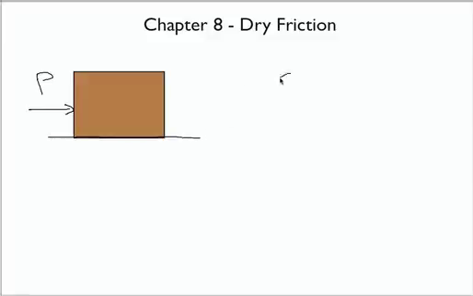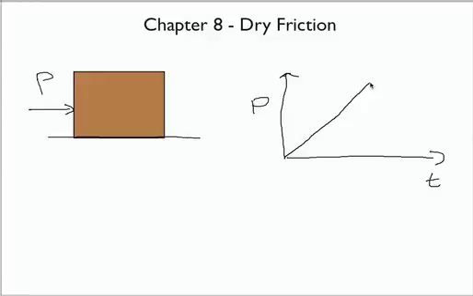And in fact, what you can find is if you draw a graph of the applied load P as a function of time, so what you're going to do is slowly increase P until finally the block moves, you'll get something like this. So a linear relationship as P increases, and then at some point the box slips and then slides.